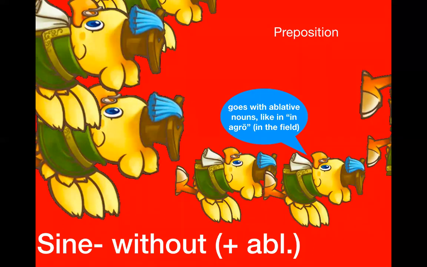So, it goes with ablative nouns like in agro, in the field. Agro would be ablative because it's the object of the preposition. But say I'm saying something like, you're going to do something without me. That'd be sine me, without me. And me would be ablative. So, this is our first preposition.